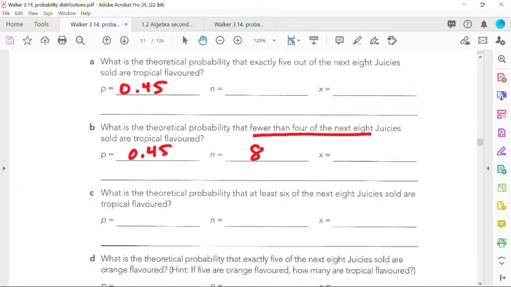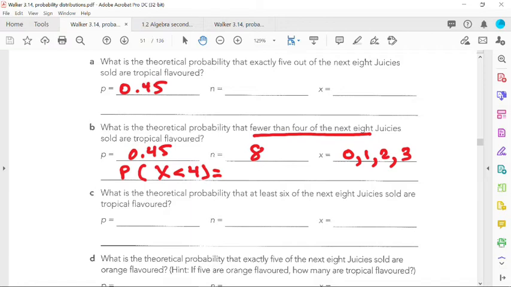So can I include 4? Nope. So that means I can have none, I can have 1, I can have 2, or I can have 3. So that's the probability that x is less than 4. No little line underneath, because remember that would include 4. We don't want to include 4 in this case. So that means we have a range of values, so I'm going to have to find the values for each one of those and simply add them together. Yeah? So let's go to our chart.